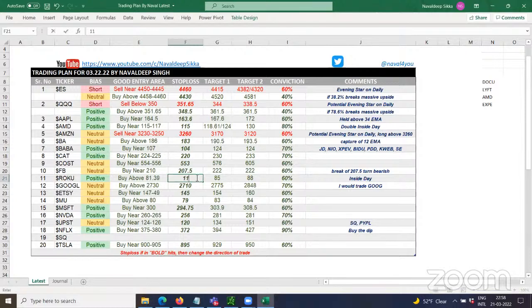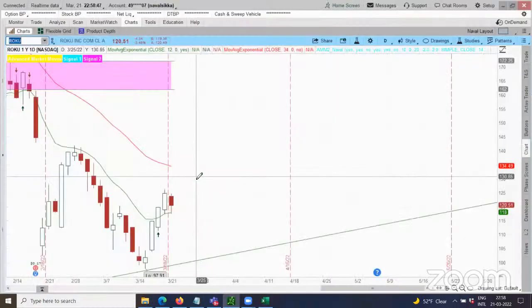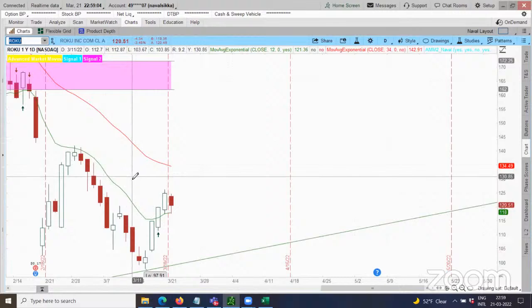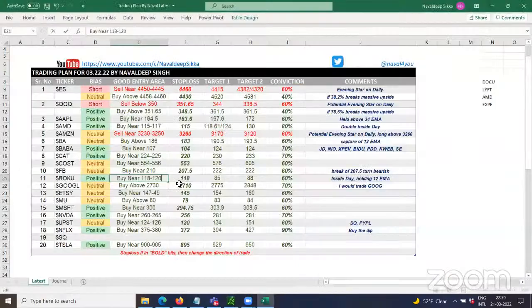Stop loss is 118, which is clearly there, holding 12 EMA. Target the 34 EMA. I will not buy above. Buy near 118, 120 area. 134.50. And you will be surprised.